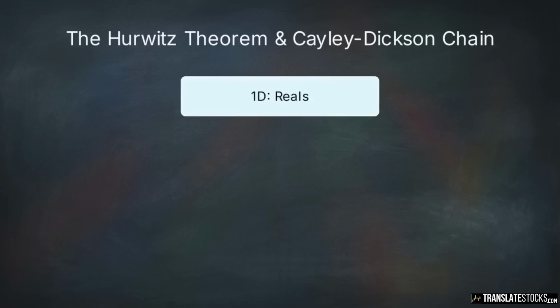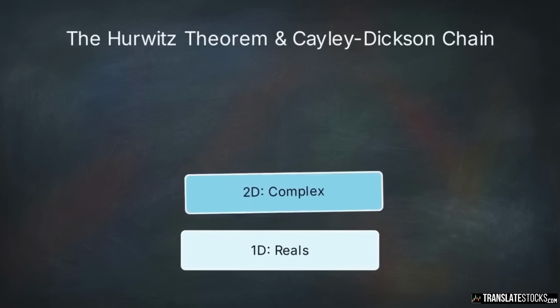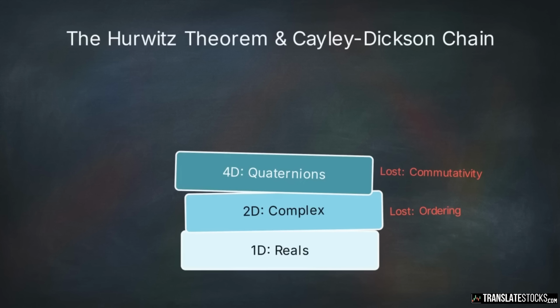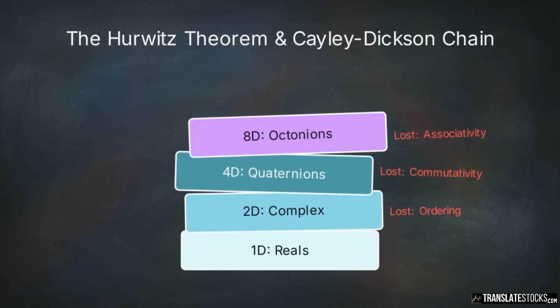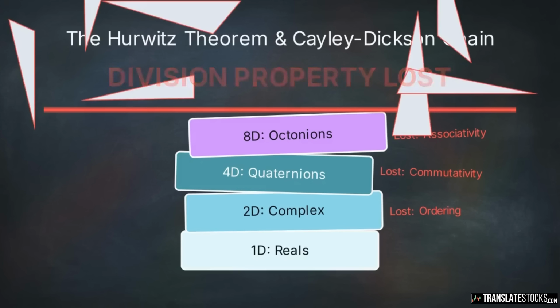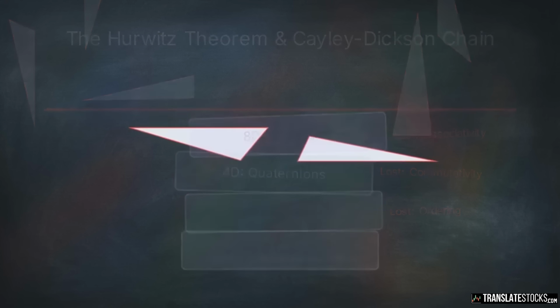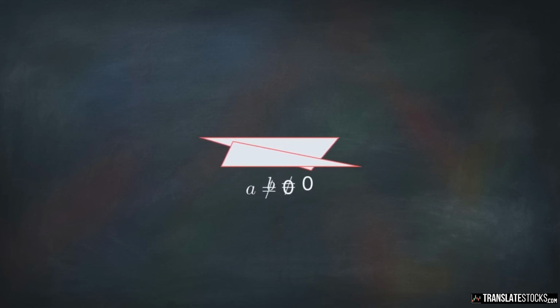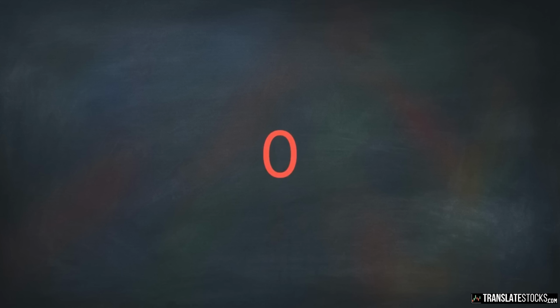It proves there are exactly 4 normed division algebras over the reals: one-dimensional real numbers, two-dimensional complex numbers, four-dimensional quaternions, and eight-dimensional octonions. If the dimensions double again to the 16-dimensional Sedenions, the algebra loses the division property. Sedenions are a 16-dimensional algebra where zero divisors appear, non-zero numbers that multiply to yield 0.